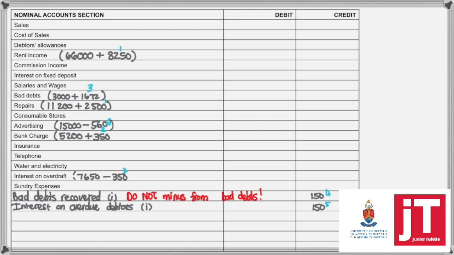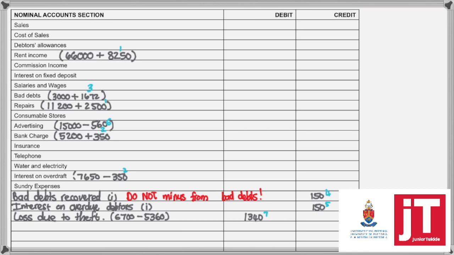Then number 7 was the loss due to theft. So the loss due to theft is the 6,700 Rand total of the stock stolen minus the 5,360 Rand that the insurance company will pay me cash back. So the loss is 1,340 Rand that I need to record.